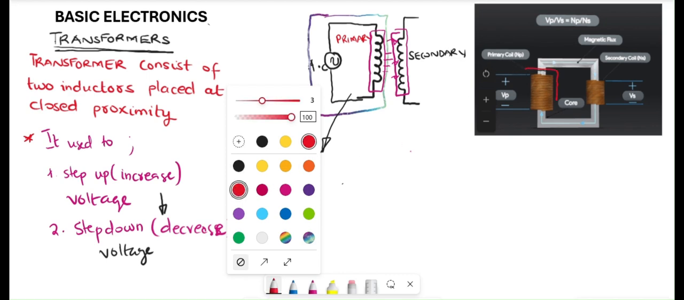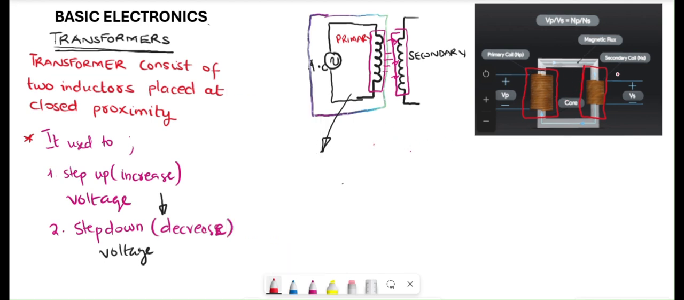So this coil here, if you exclude this section, this is an inductor. If you exclude this section, this is also another inductor. But together they are the transformer, right? This whole thing is a transformer. So this is the primary coil. We call this the primary coil, and this is the secondary coil.